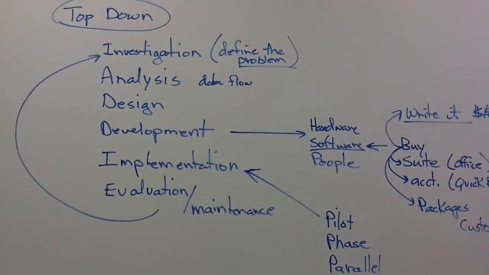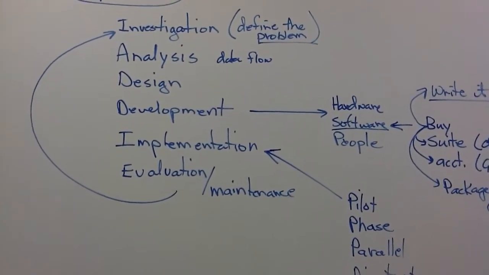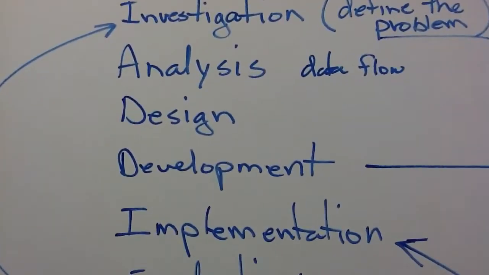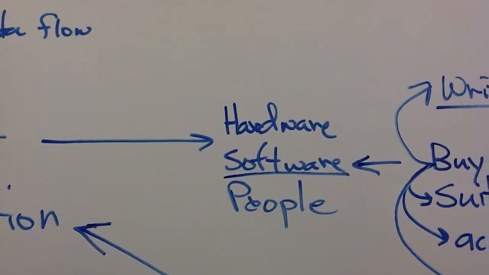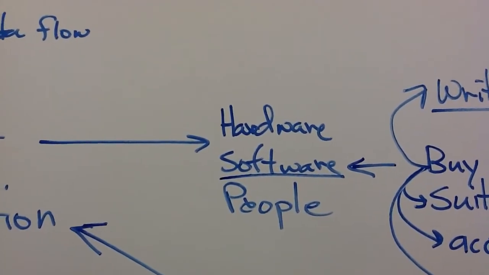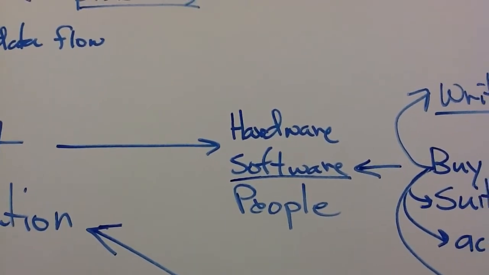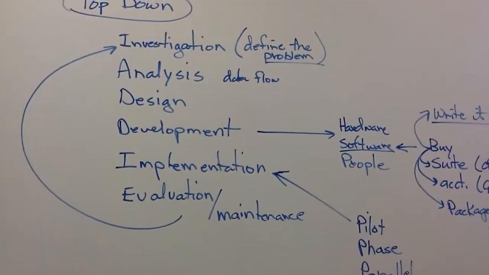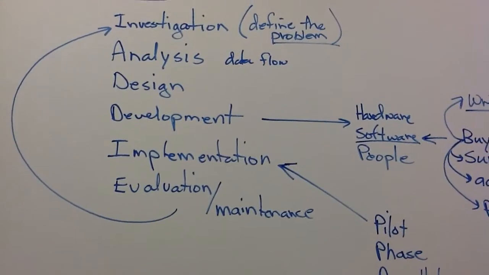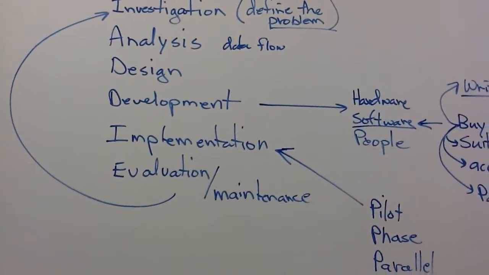Once you are sure this is what you want to do and so forth, then you go into that development. That's where you start purchasing hardware, looking at how you're going to get the software to do what you want it to do, and how you're going to train people and so forth. All three are critical.